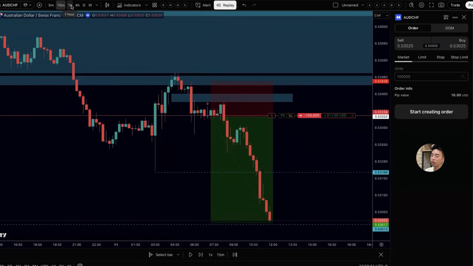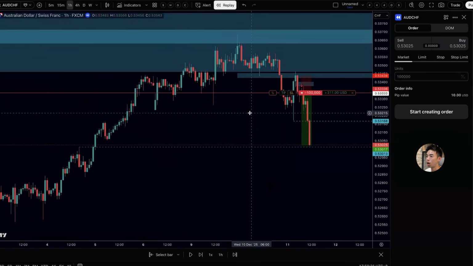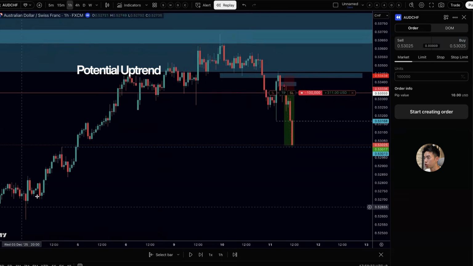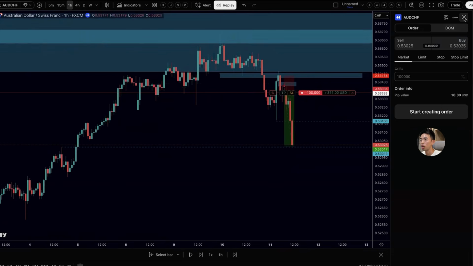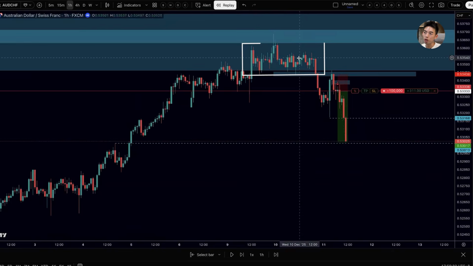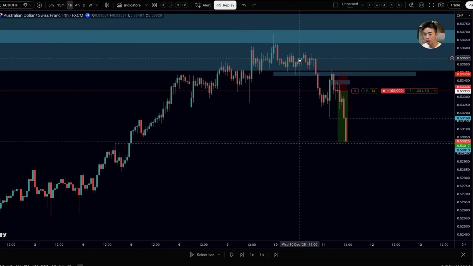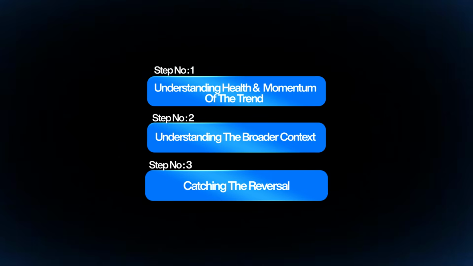Again, just to reiterate what's happening on the higher time frame, if we go back to the 60-minute, we are looking at a potential uptrend that's looking very, very strong, and then turning around at this higher time frame area, showing us a potential reversal trade happening, and then dropping down to the lower time frame, looking for our entry, following all these three-step process.